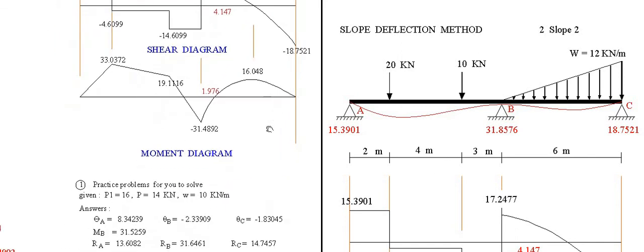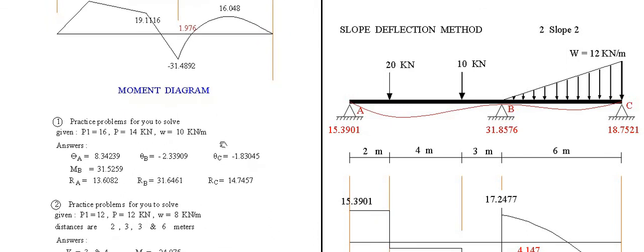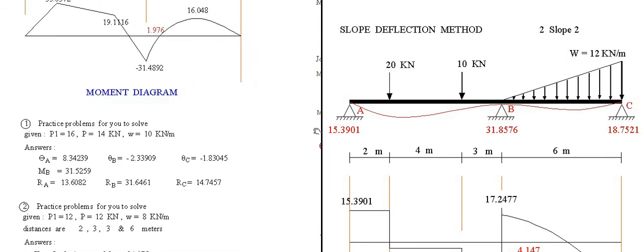Then I will challenge you to solve this. Instead of P as 20, change that to 16. Then P2, instead of 10, change that to 4, and W, change this to 10. All distances the same. Practice solving. Then theta A, theta B, theta C have the same signs as the previous: positive, negative, negative.